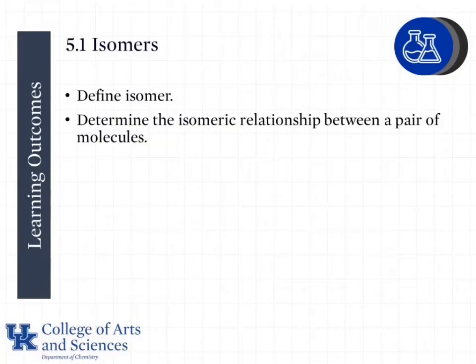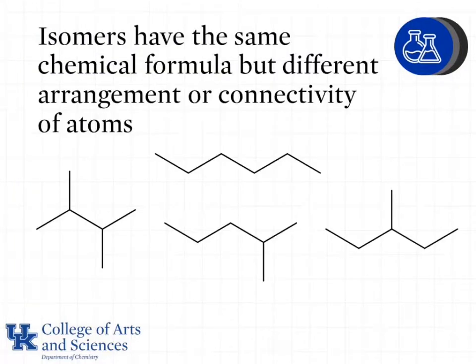In this lesson, we are going to learn how to define isomer, as well as start to look at the isomeric relationship between a pair of molecules. The basic definition of an isomer is that it has the same chemical formula, but a different arrangement or connectivity of the atoms. Let's look at some examples.